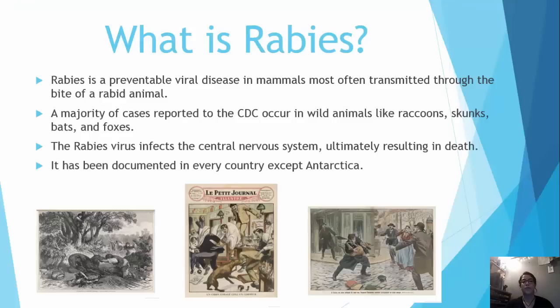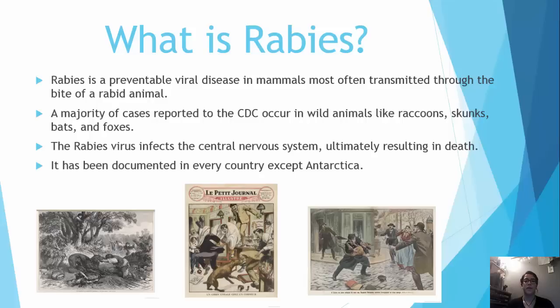So rabies is a preventable viral disease in mammals, which is most often transmitted through the bite of a rabid animal. The majority of the cases reported to the CDC occur in wild animals such as raccoons, skunks, bats, and foxes. Rabies is caused by the rabies virus, which infects the central nervous system and ultimately results in death. It has been documented in every country with the exception of Antarctica.